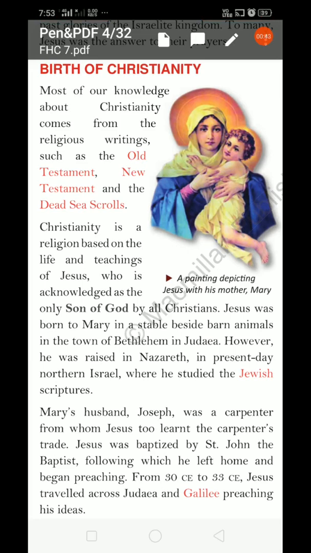Christianity is a religion based on the life and teaching of Jesus, who is acknowledged as the only Son of God by all Christians. Christians believe that he is the Son of God, God's avatar. Jesus was born to Mary in a stable. Stable means house of horses, where they live beside animals. Animal house. In the town of Bethlehem in Judea. However, he was raised in Nazareth.